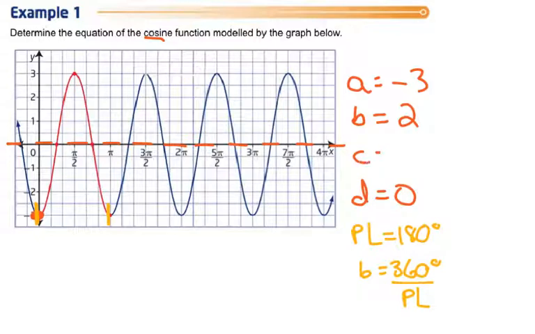C is the starting point of the graph, and since I've identified this in red, it's a little easier to see. We've got a starting point right on the y-axis, so C would be 0.